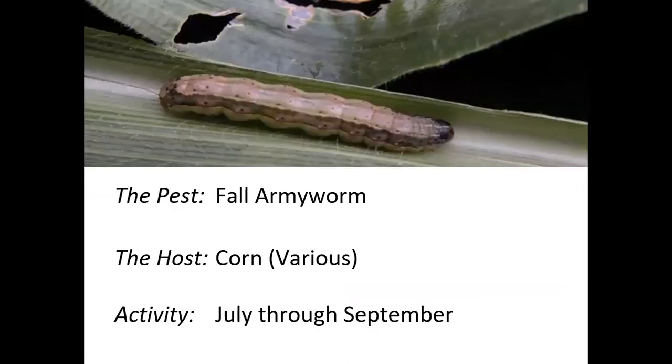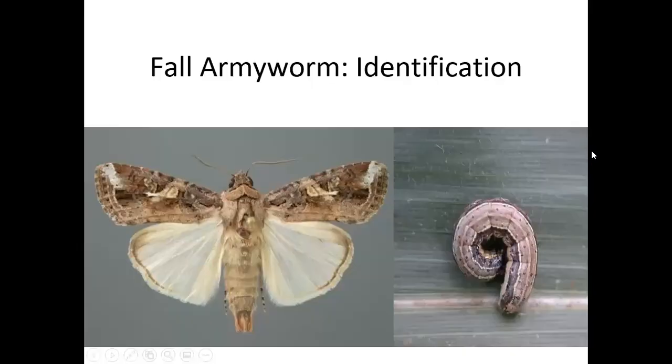So the last one I'm going to talk about is the fall armyworm. And this is another sporadic pest like the common armyworm. It's very sporadic. It comes in on weather fronts, tends to be a fall thing. Go figure, given the name. July through September, largely based on the storm fronts that we see.